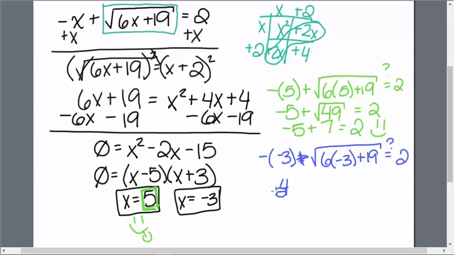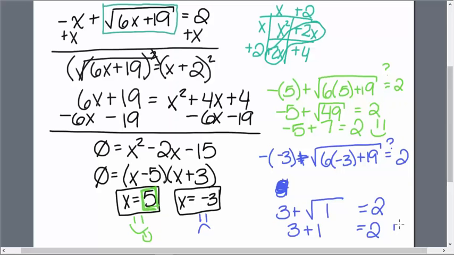Or I'm sorry, I'm making a lot of mistakes on this one. Negative 3 is positive 3 plus the square root. 6 times negative 3 is negative 18 plus 19 is positive 1. And we hope it's 2. The square root of 1 is 1. So 3 plus 1 is 2. Now that is a false statement. 3 plus 1 is actually 4. So this does not work.